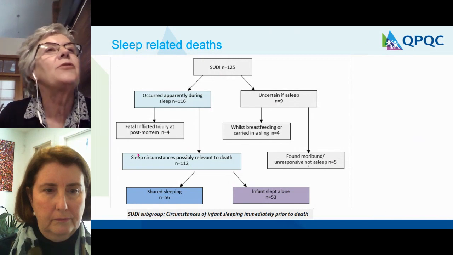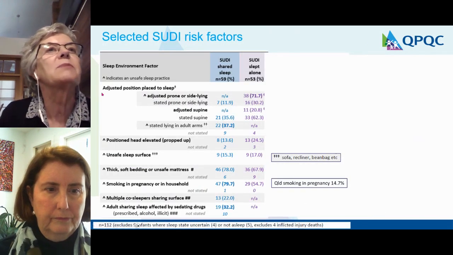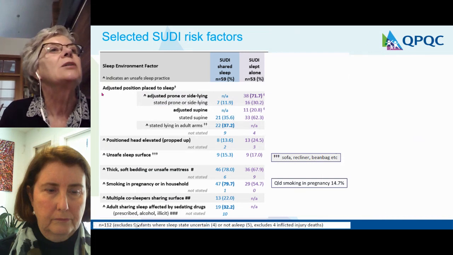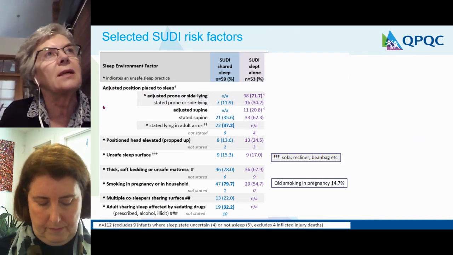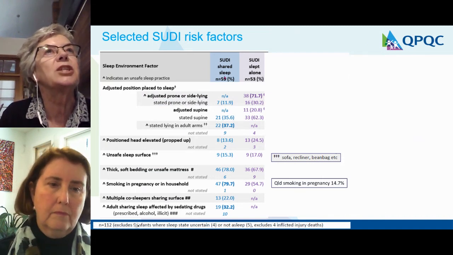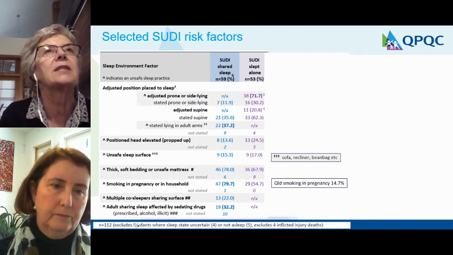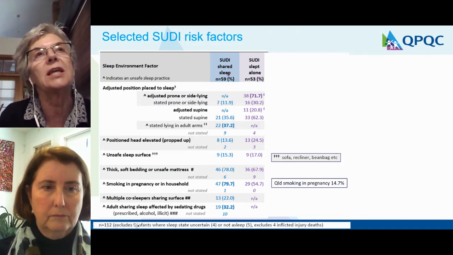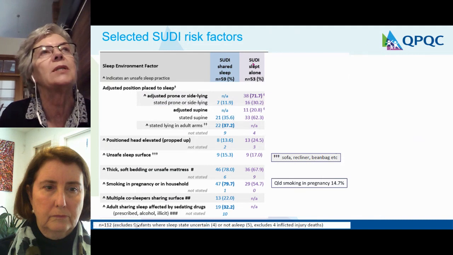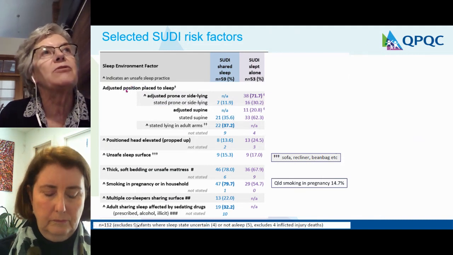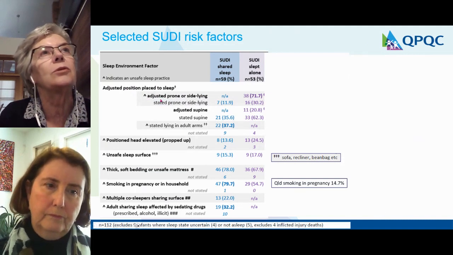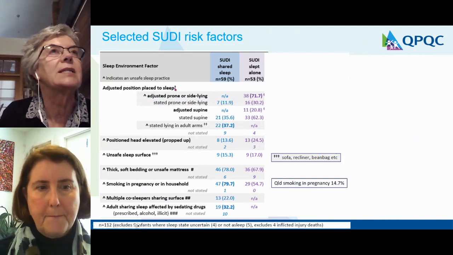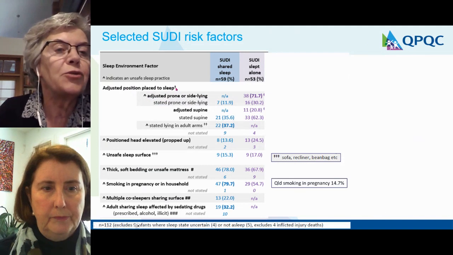I'll go through these data, but I will show a graph that explains them if you're having trouble seeing. So we identified 8 different SUID risk factors. We didn't consider shared sleep in and of itself as a risk factor. And we compared shared sleep with infants who slept alone just to get a feel for which factors were predominant. And we were very much interested in position and place to sleep, but we created a variable called adjusted position and place to sleep. Now, I'll just take you through the journey to get there.